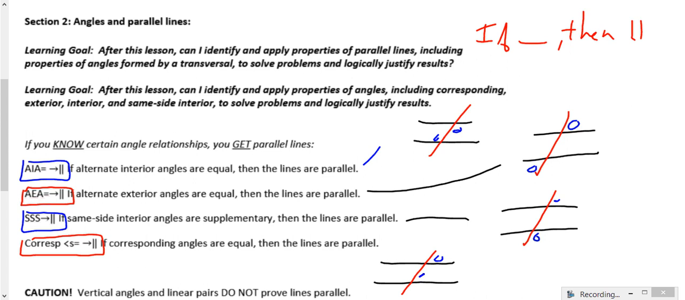Upper right, if they are equal, lines are parallel. Bottom left, again equal, then lines are parallel. Bottom right. So corresponding angles are equal, then lines are parallel.